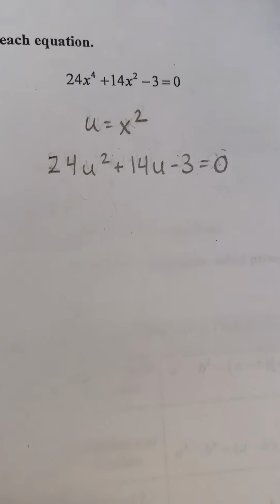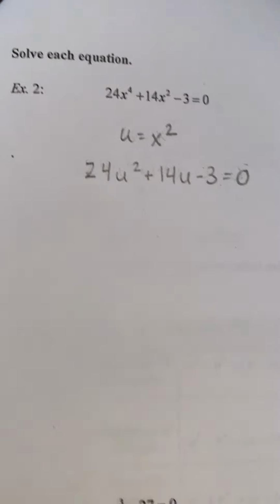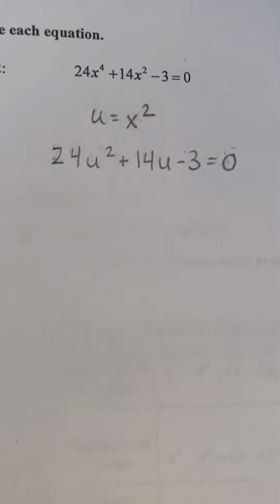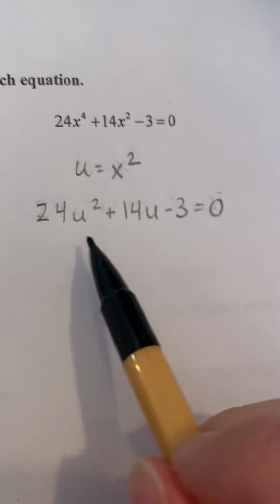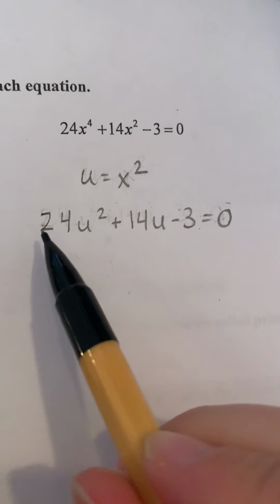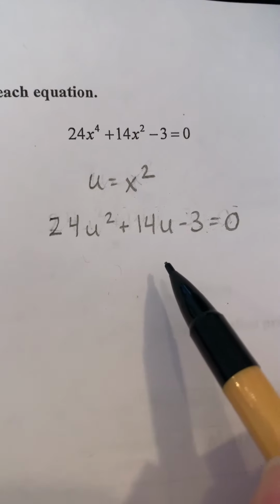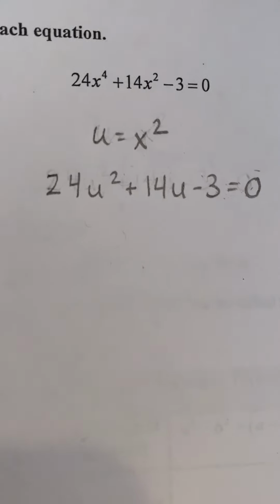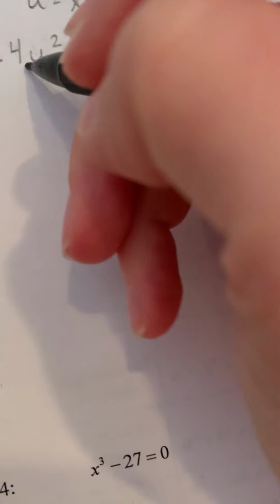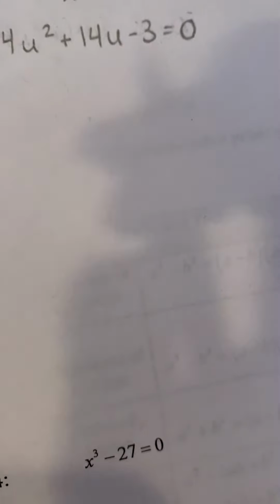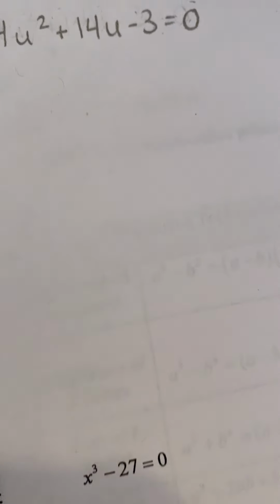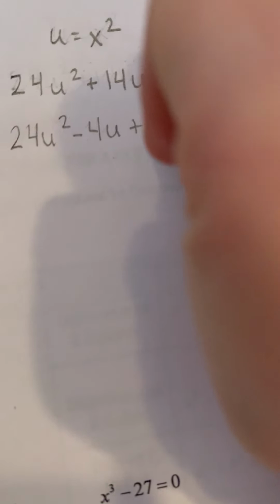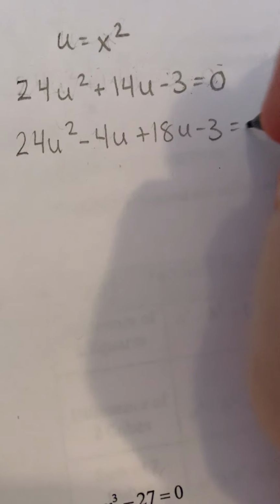Now I ask myself, can I factor this? Can I actually go ahead and factor it, or would I have to use the quadratic formula? We can factor this. You can either use guess and check, which I encourage you to do, or you can factor it by grouping. So I'll show you the factoring by grouping technique just for some of you who still need that. So we say what multiplies to negative 72 and adds to 14. And that would be positive 18 and negative 4. So I'll have 24u squared minus 4u plus 18u minus 3.